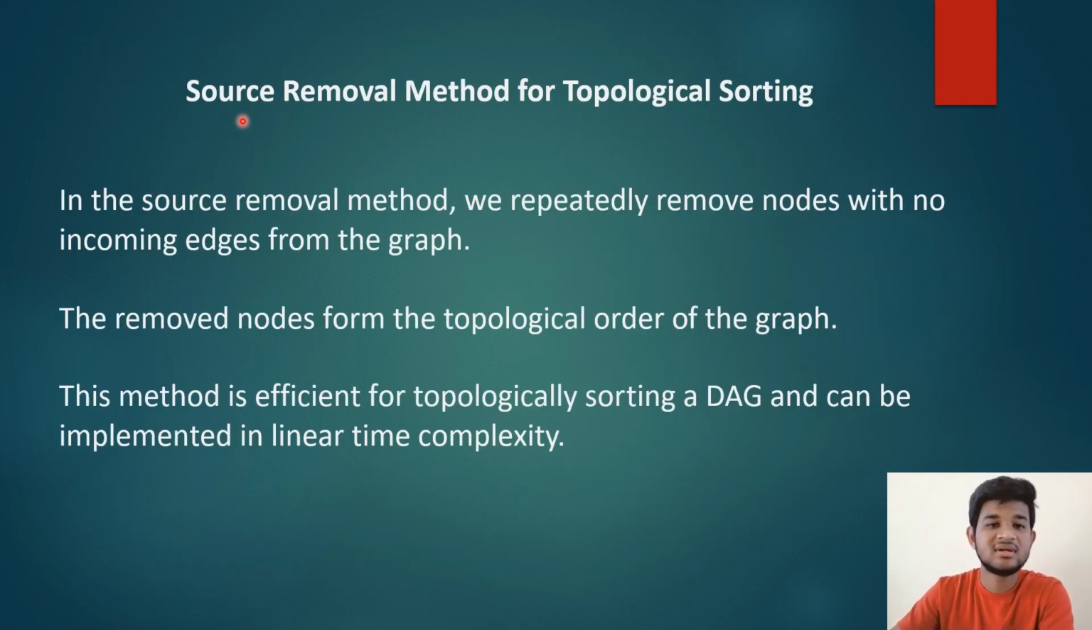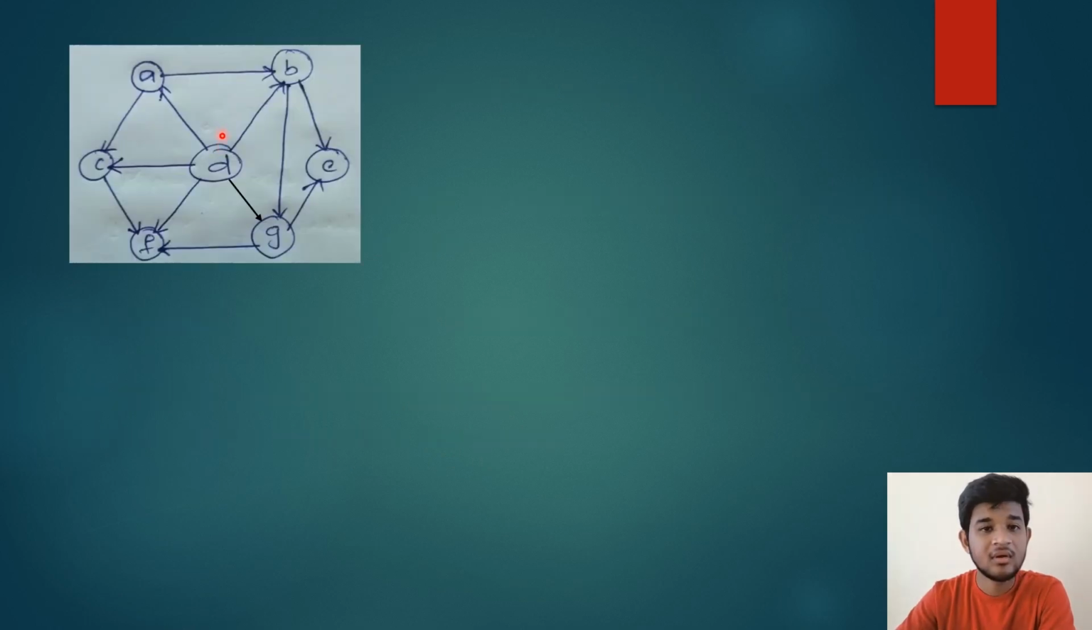Now let us see another method, that is the source removal method for topological sorting. In this source removal method, we repeatedly remove nodes with no incoming edges from the graph. The removed nodes form the topological order of the graph. This method is efficient for topologically sorting a DAG and can be implemented in linear time complexity. Now let us take the same example and get the topological order using the source removal method.